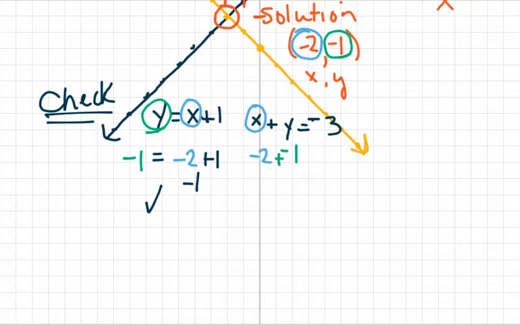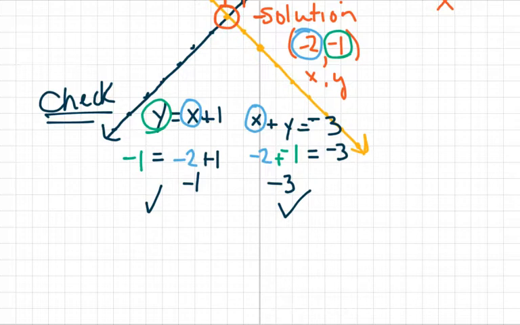On the other one, we have negative 2 plus negative 1 equals negative 3. We want to know if that works. Does negative 2 plus negative 1 equal negative 3? Yes, it does, so that one works as well. So we should always check to make sure that our answer works in both equations.